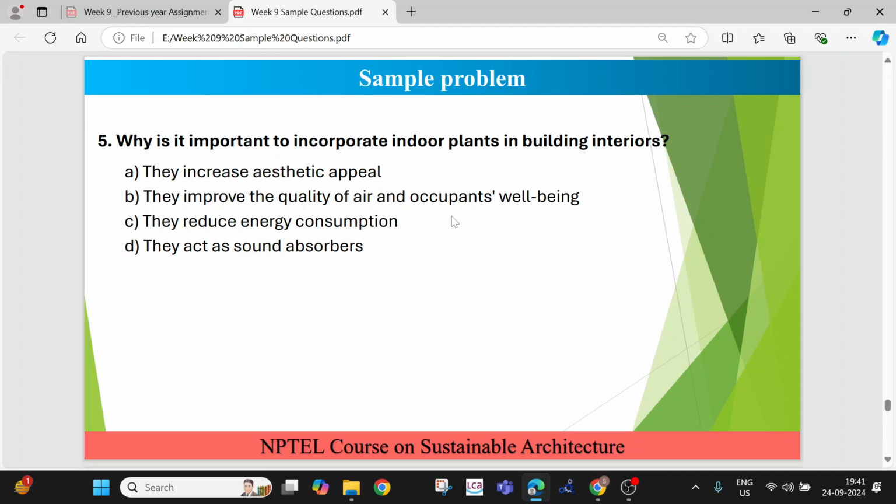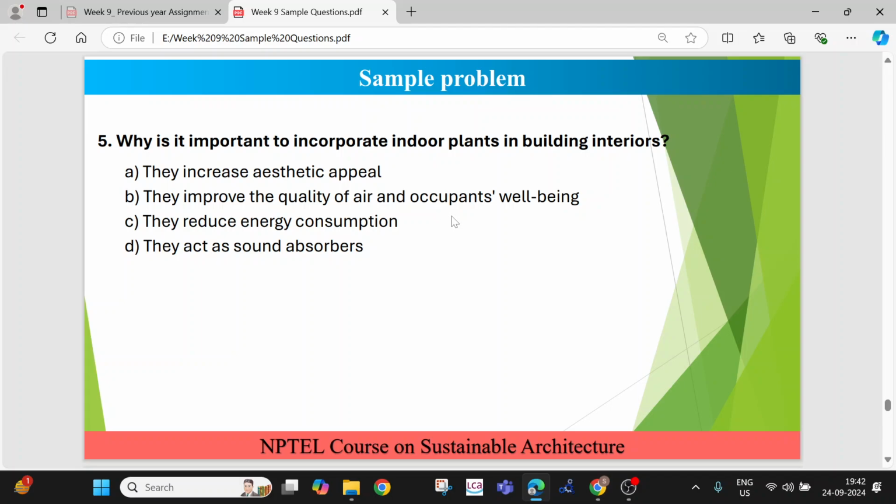Except they reduce energy consumption, otherwise all three are valid. Yeah, you can opt it as a multiple choice question also. But overall, option B is the most suitable, because we are doing it for aesthetic appeal.